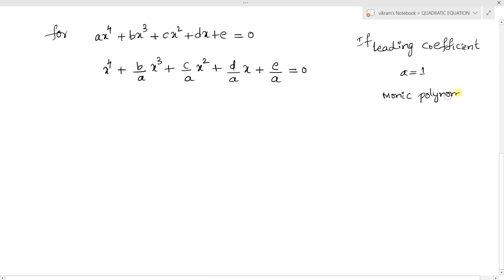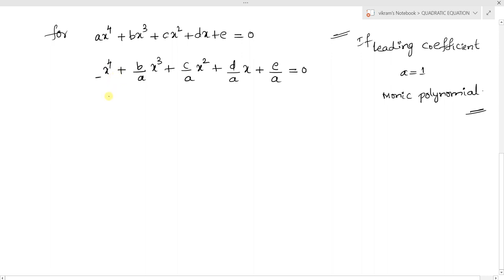Okay, monic polynomial. So in the theory of equations, generally we consider polynomials such as a cubic polynomial or a biquadratic polynomial, or whatever polynomial of degree n. It is always better to make the polynomial monic. Monic polynomial means making the leading coefficient of the given polynomial 1. Now here we are making the leading coefficient 1.